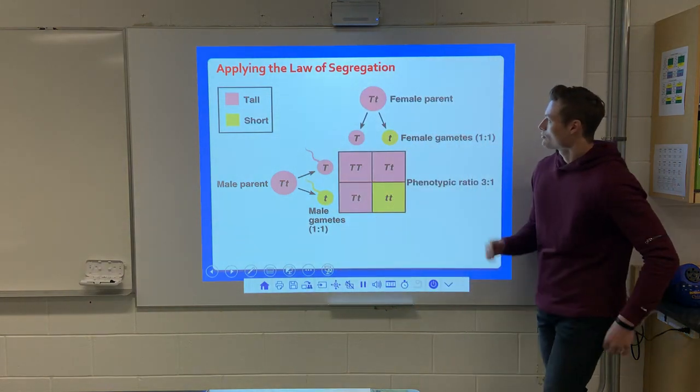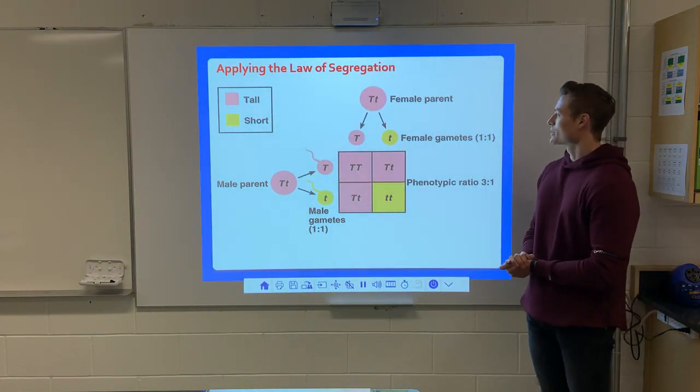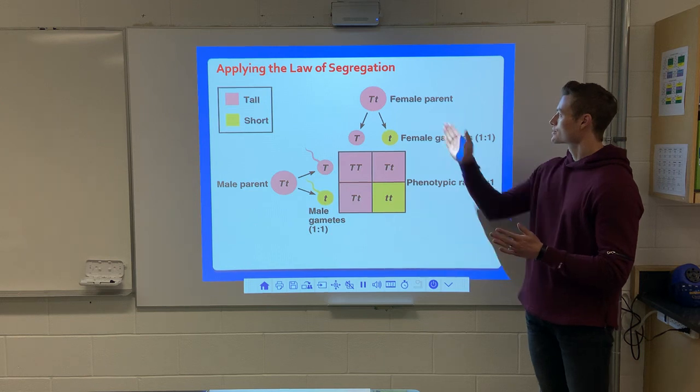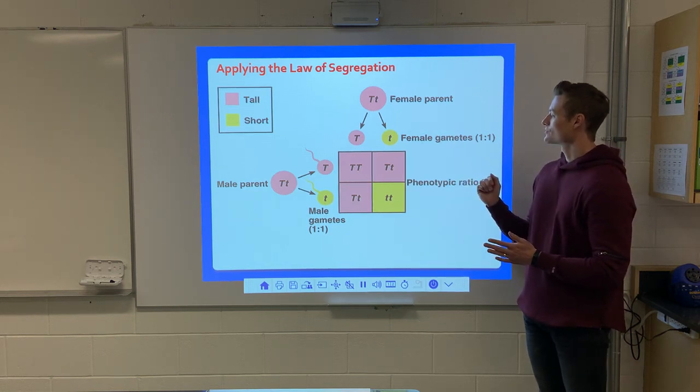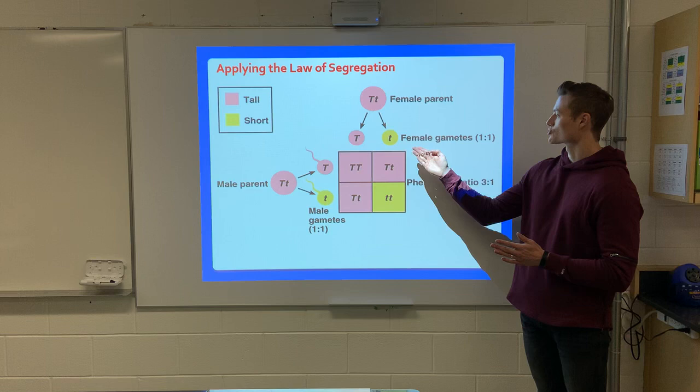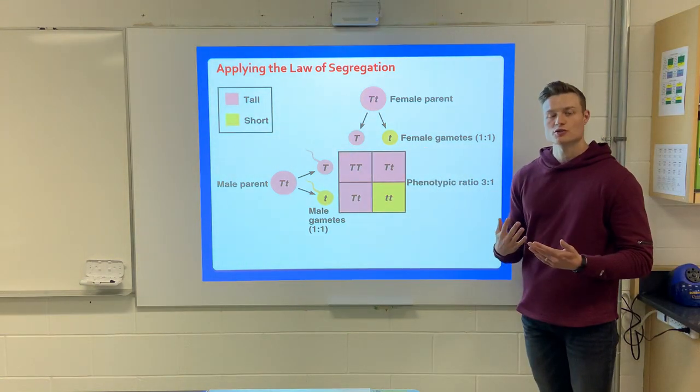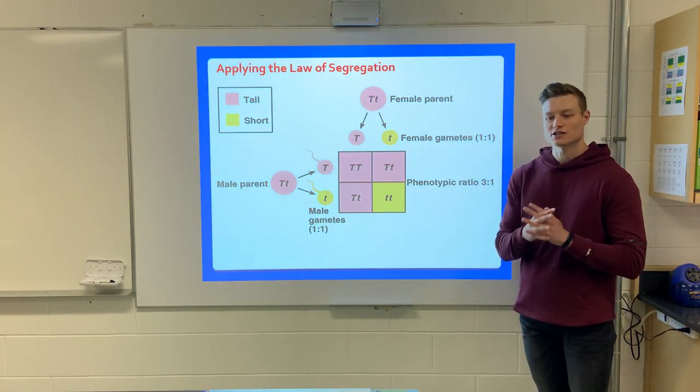So how do we apply that? Well, we apply it in the Punnett square, right? So we have, let's say, for example, tall or short. Female parent being a heterozygous individual could donate the tall allele or the short allele. Once again, we're not sure which one they donate until actual fertilization occurs.